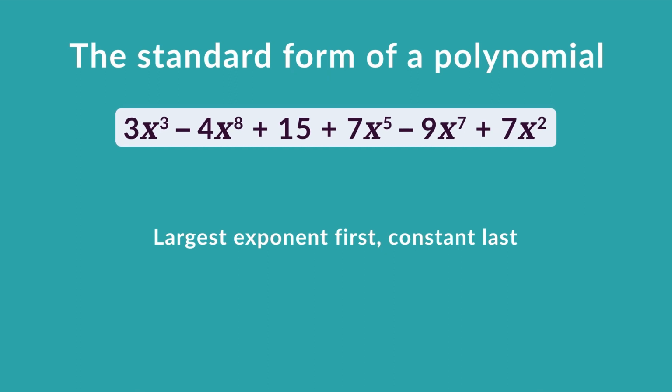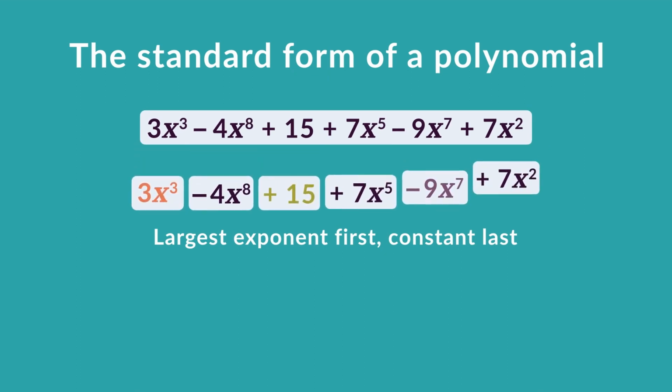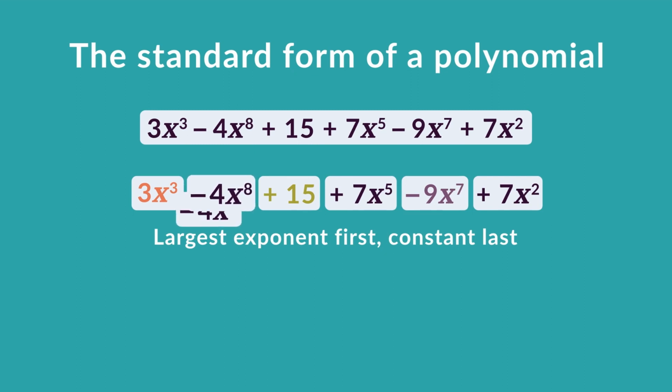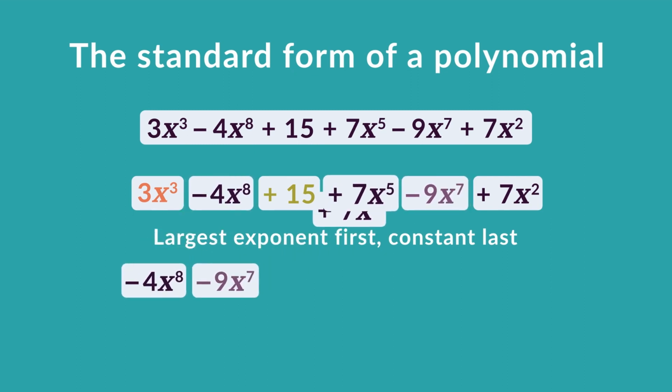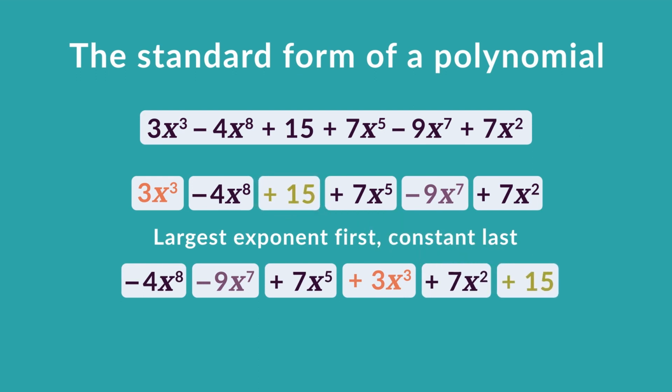Take this polynomial, for example. It is not in standard form. Simply reorganize the order of the terms so that the exponents are from largest to smallest. Remember that the positive or negative sign of a coefficient is part of the coefficient and they must always move with the coefficient. The polynomial is now in standard form. This is great because now the leading coefficient, the coefficient of the first term, tells us the degree of the polynomial.